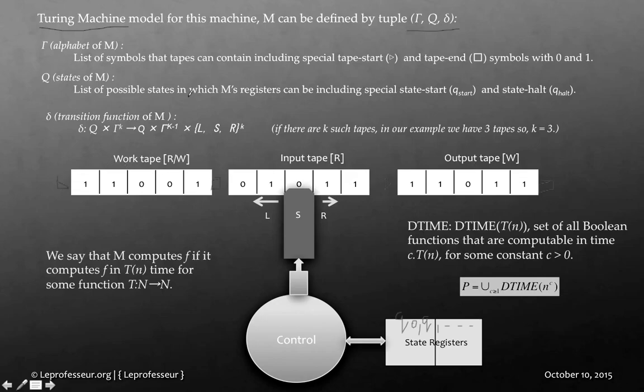And Q is nothing but the set of states, the list of all possible states in which this machine's registers can be, including the special states start and halt. Q1, Q0 are intermediate states, and halt indicates the stop state, the machine is halted.